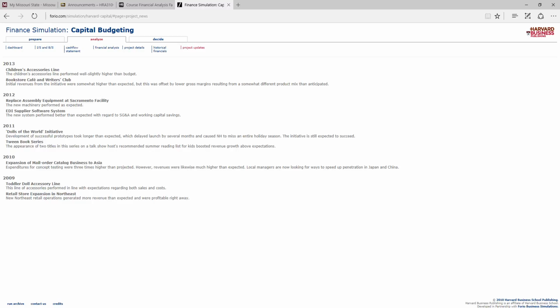In 2009, I chose to invest in the toddler doll accessory line. It performed really well with expectations regarding both sales and cost. The retail store expansion in Northeast is also something that I invested in. It generated more revenue than expected, and it was profitable right away. So I started out strong, according to my updates. In 2010, my expansion of the mail order catalog business to Asia was 3 times higher than projected. Revenues were much higher than expected, which was good.